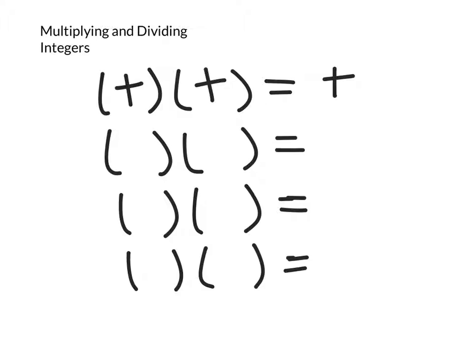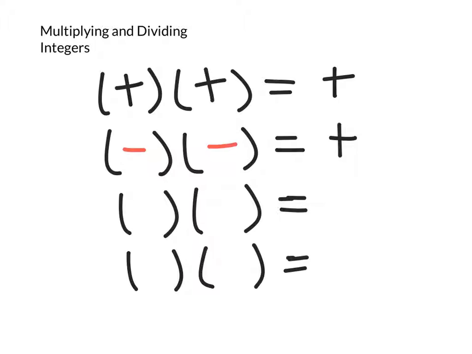The second scenario that you can have is if I multiply a negative number times a negative number. Well, what happens here? If we think about this meaning opposite, when I multiply a negative times a negative, that is going to be the opposite of a negative, which is also going to be a positive number.